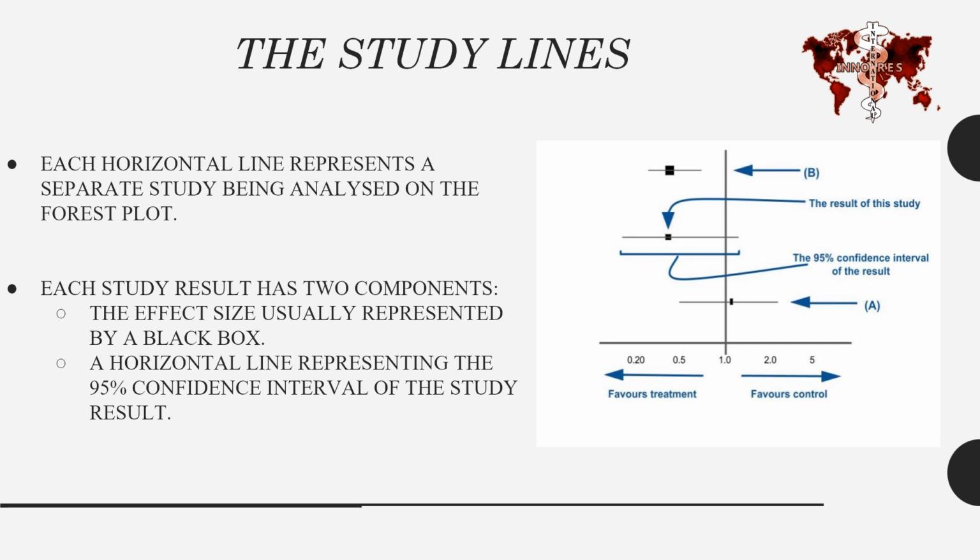Coming to the individual study lines, each horizontal line on a forest plot represents a separate study which is being analyzed in the meta-analysis. Each study result has two components. The first is the black box, which represents the effect size. And the second is a horizontal line, which represents the 95% confidence interval of the study result.